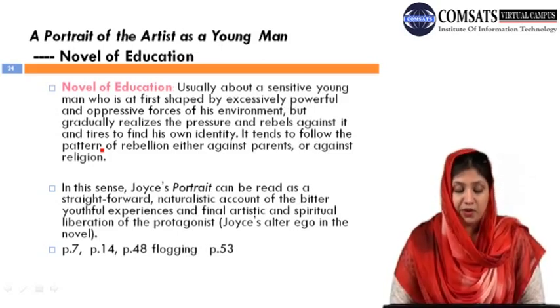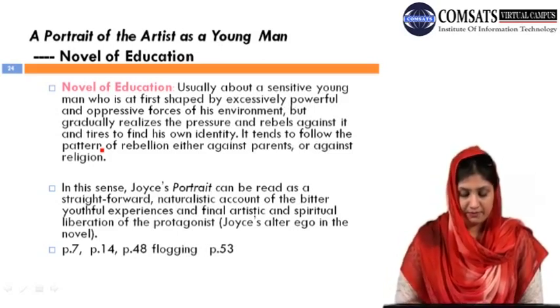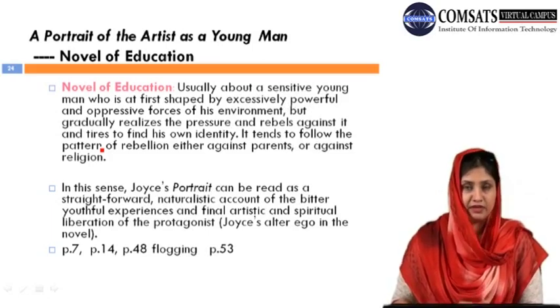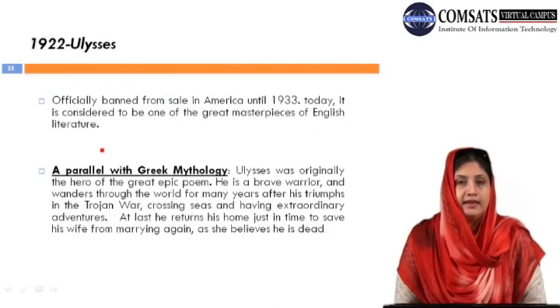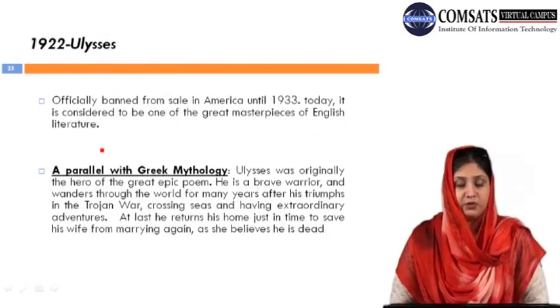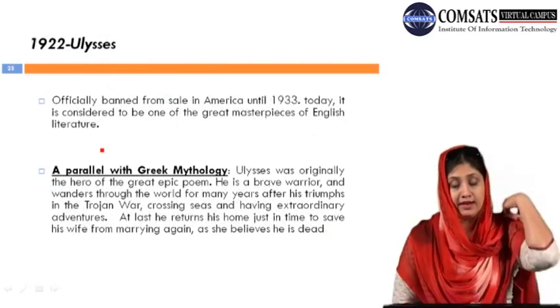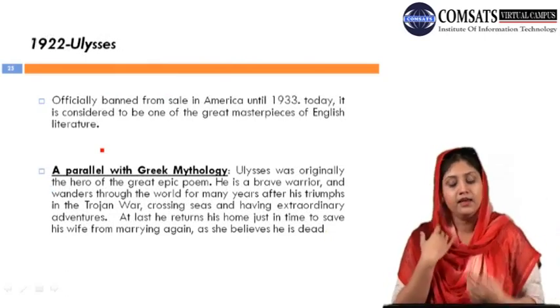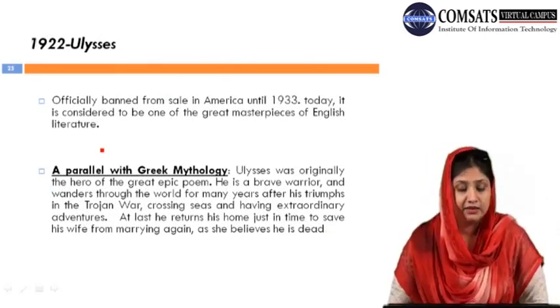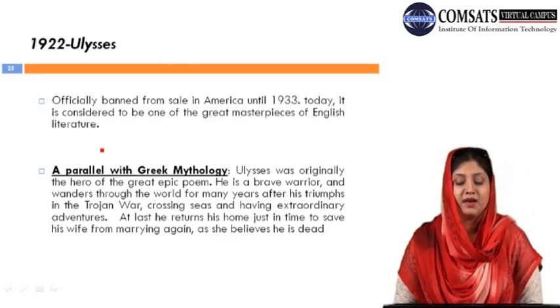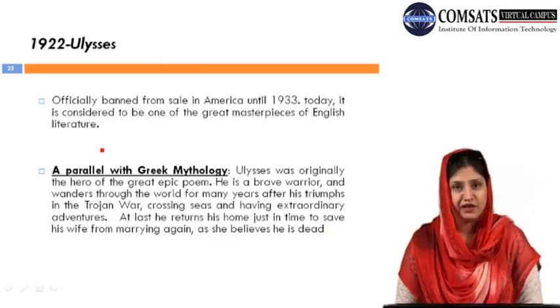Joyce's alter ego in the novel. Well, I have given you some references from the pages of the novel. His other work, Ulysses, was banned until 1933. Today it is considered to be one of the great masterpieces of English literature.